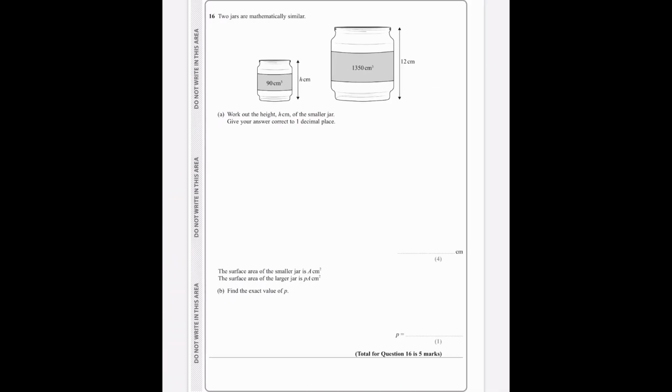Okay, for 3D similarity, we're given a scale factor of volumes. We know we've got 90 to 1350. First thing I'm going to do is simplify that ratio. 1350 divides nicely by 90, so that ratio is 1 to 15.